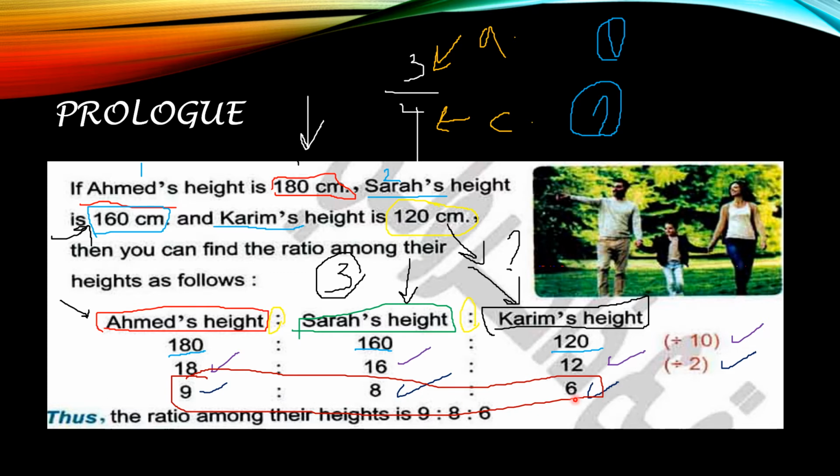to 6. And you will notice that we didn't write in the beginning here 180 centimeters, 160 centimeters, and 120 centimeters. Why? Because we have discussed in one of the past videos that when we have a unit, like here we have a height unit, which is the centimeter, we don't write the unit. We just write the number. So we have now figured out the ratio between their three heights, which is 9 to 8 to 6. Thus, the ratio among their heights is 9 to 8 to 6.